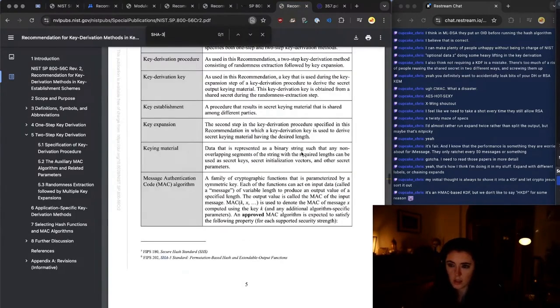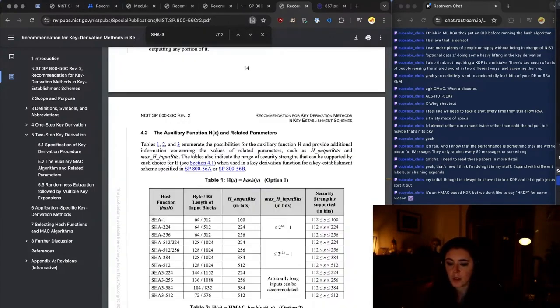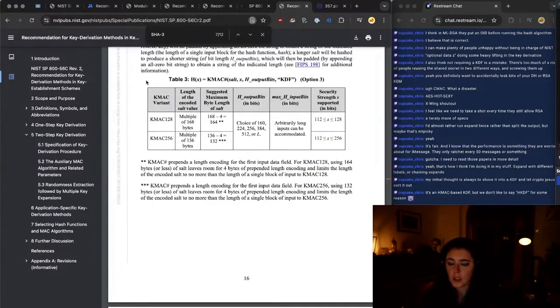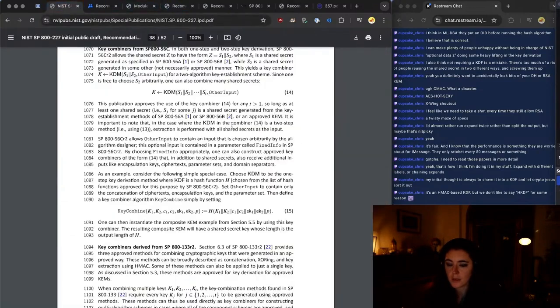56C Rev 2. Do they even mention SHA? I can type. Okay, they do. Alright. Oh, no, they do. Okay. There's too many documents, man. Too many documents. I guess they specify it in FIPS 202, and then they talk about what's approved usage in these other 56 A, B, C. Alright, so you can use something like SHA-3.